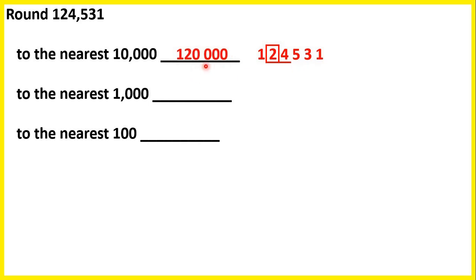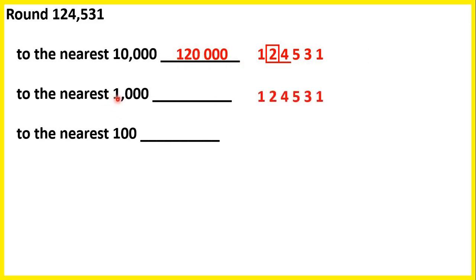120,000. And that makes sense, because rounding to the nearest 10,000 means that if we counted up in steps of 10,000, so 10,000, 20,000, 30,000 and so on, we would get to 120,000 and then 130,000. But this number is closer to 120,000 than it is to 130,000. So that's why we round down.